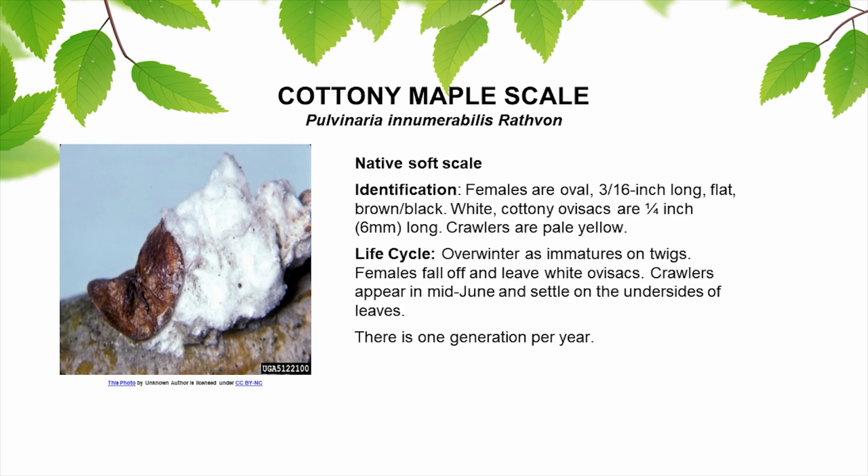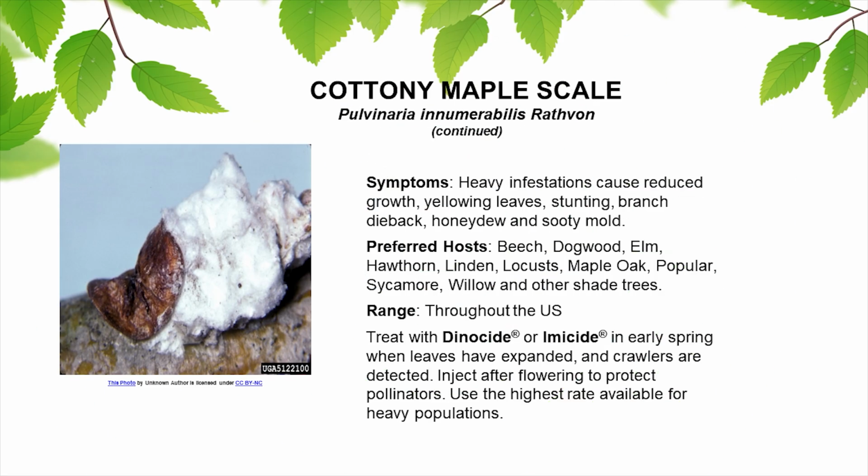Cottony Maple Scale overwinters as immatures on twigs. Females fall off the tree and leave white ovisacs. Eggs hatch and the crawlers appear in mid-June. They settle on the underside of leaves. There is 1 generation of Cottony Maple Scale per year. Heavy infestations of Cottony Maple Scale cause reduced growth, yellow leaves, stunting, branch dieback, honeydew, and sooty mold.